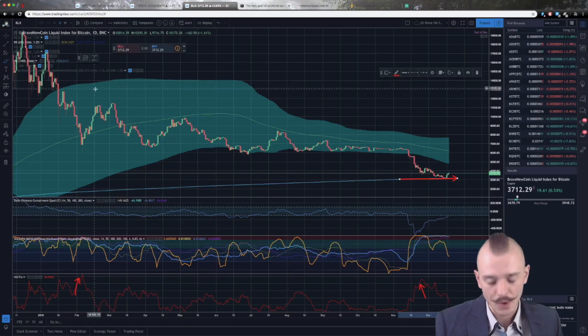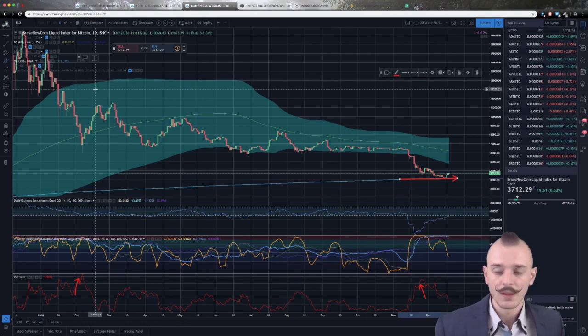And we can do this even more. If we have 6 4-hour periods in a day, what would the weekly 200 moving average be on the 4-hour chart?